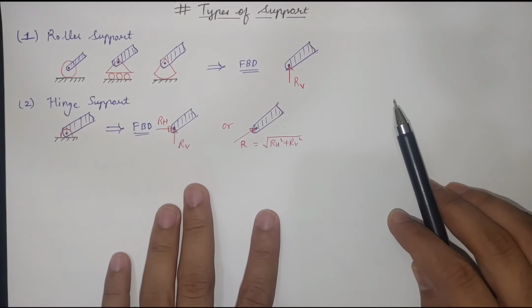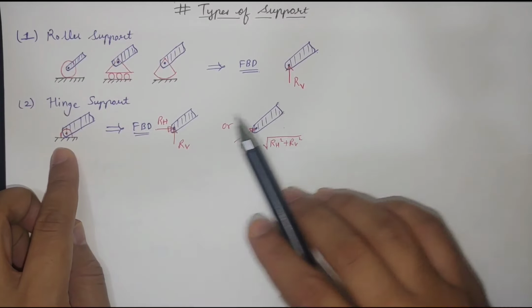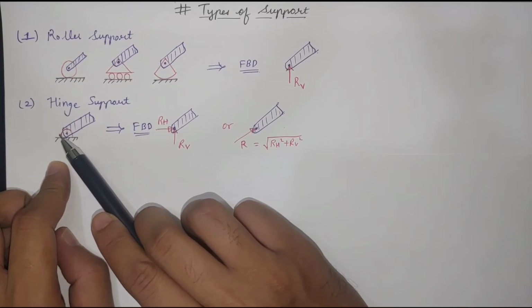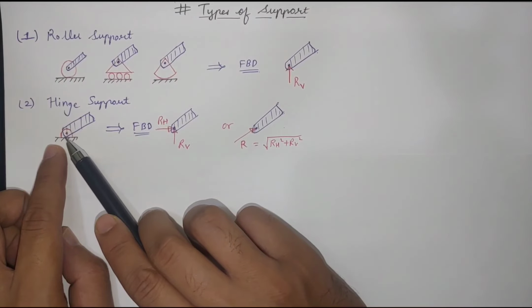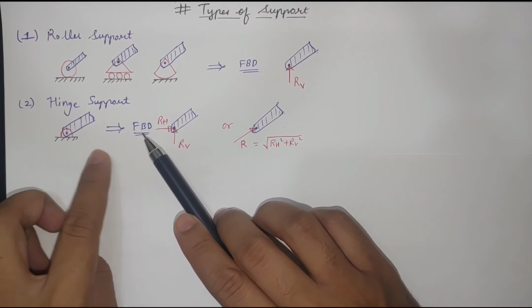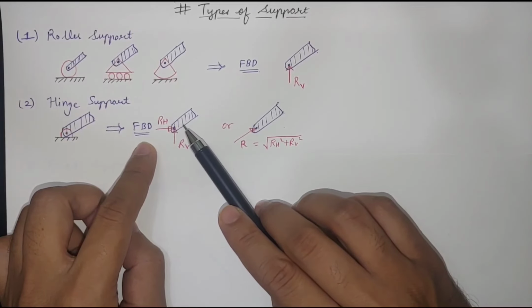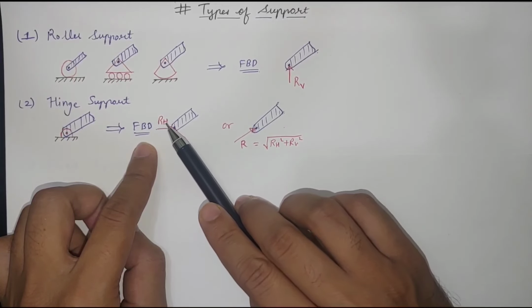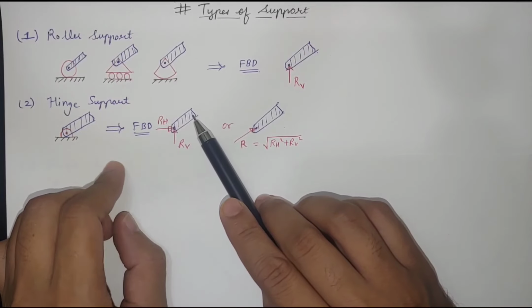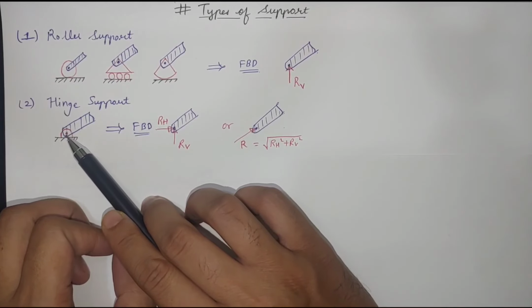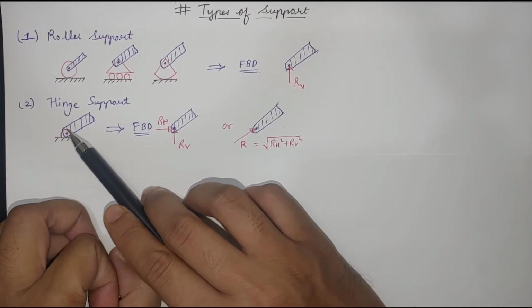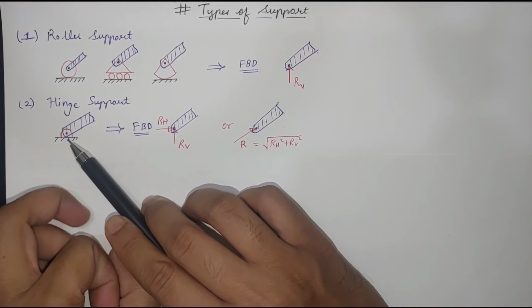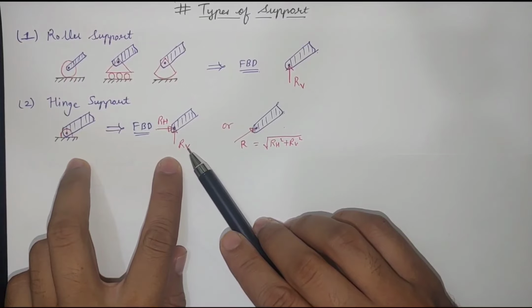The next support is the hinge support. The hinge support is shown like this, where there is a member which is welded to this fixed support, and there is a pin joint with the frame. So here, if we draw the free body diagram, then we have to show a vertical reaction and a horizontal reaction, because whenever there is a load applied, this pin joint will have a horizontal reaction, because there is no motion in the horizontal direction, and there is no motion in the vertical direction, so there will be a vertical reaction.